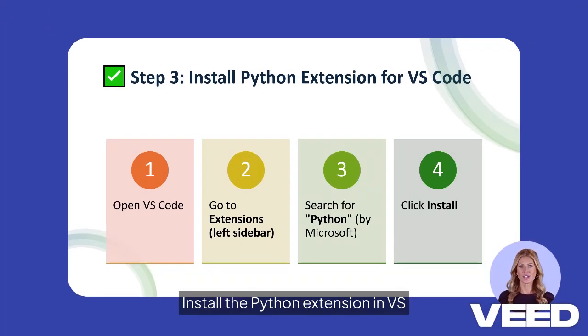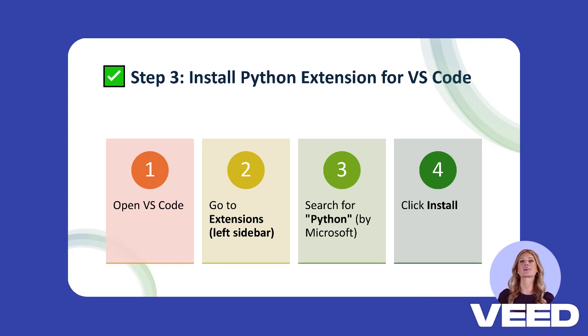Install the Python extension in VS Code. Open VS Code, go to Extensions, and search for Python by Microsoft. Click Install to enable features like IntelliSense and debugging for Python.